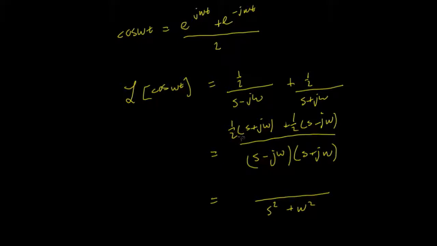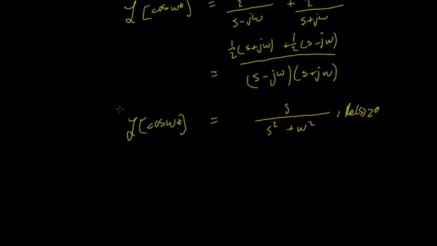And in the top line we'll have a half j omega minus half j omega, which is 0. We'll have half s plus half s, which is s. So that's for all real s greater than 0, and that's the Laplace transform of cos omega t. So that's the first one that we're looking for.